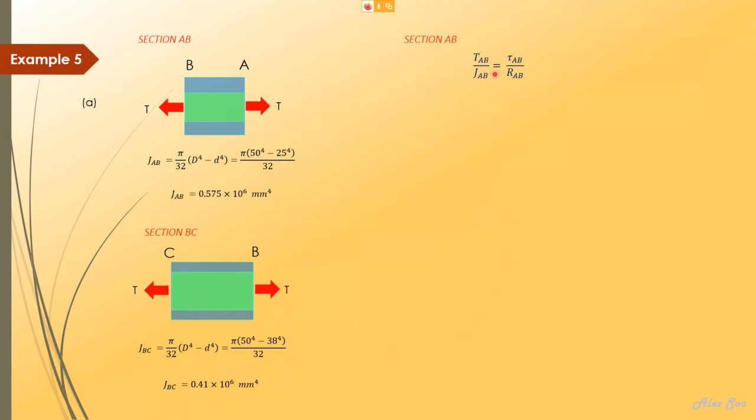And for section AB, we apply this formula, which is the strength relationship: the torque transmitted, the polar moment of inertia, the shear stress, and the radius. Of course, this refers to the maximum radius, so that is the 25 mm. First, you can substitute your J here, and then you know the external radius. From this, you will be able to find out the torque transmitted by section AB.